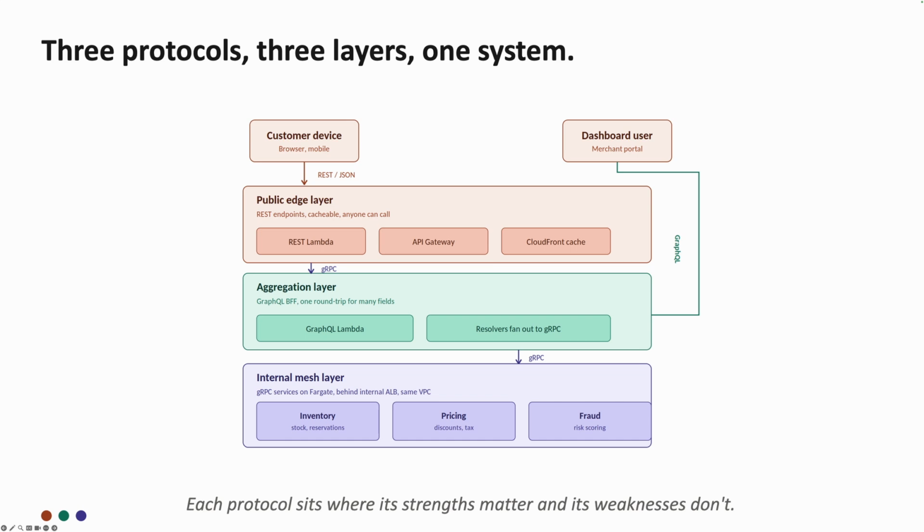And the bottom layer is where services inside your network talk to each other. Same building, same VPC in this case, because I've deployed this solution on AWS, and there's the same trust boundary, and this is where gRPC belongs. So each protocol sits in a layer where its strengths matter and its weaknesses don't. And that's what I meant when I said you have to pick the right choice for your use case.